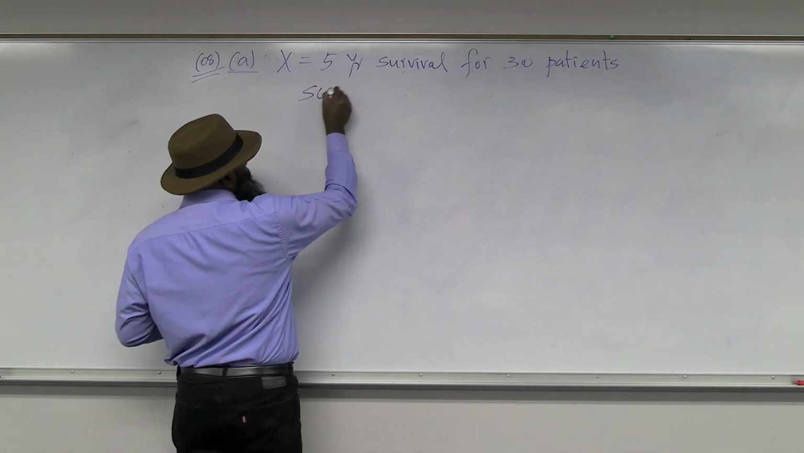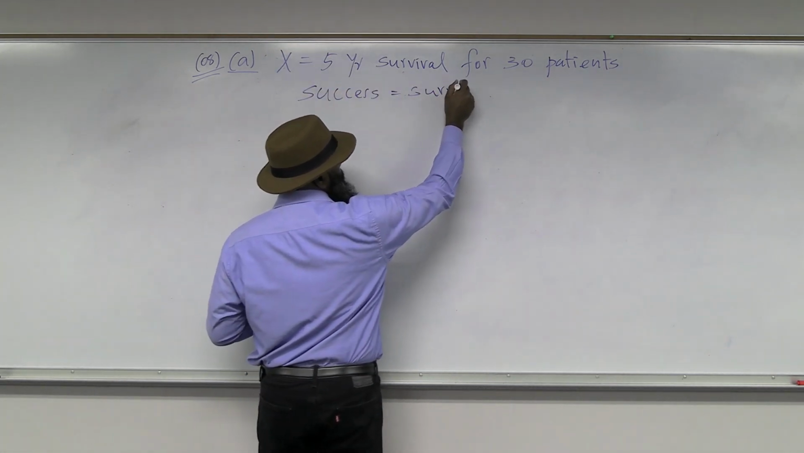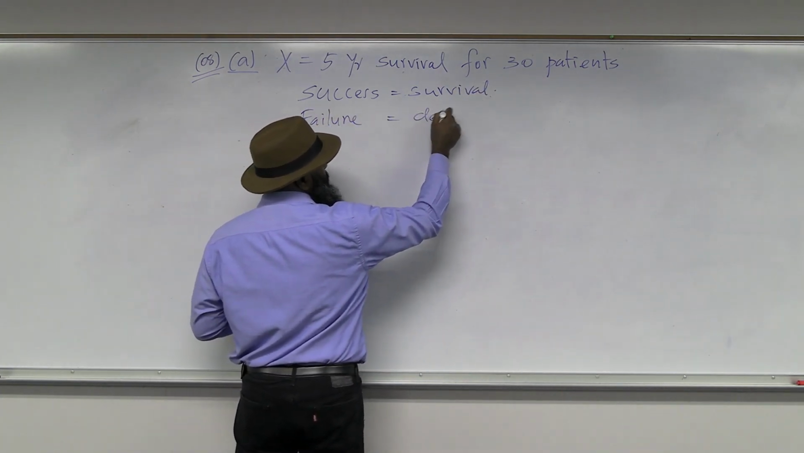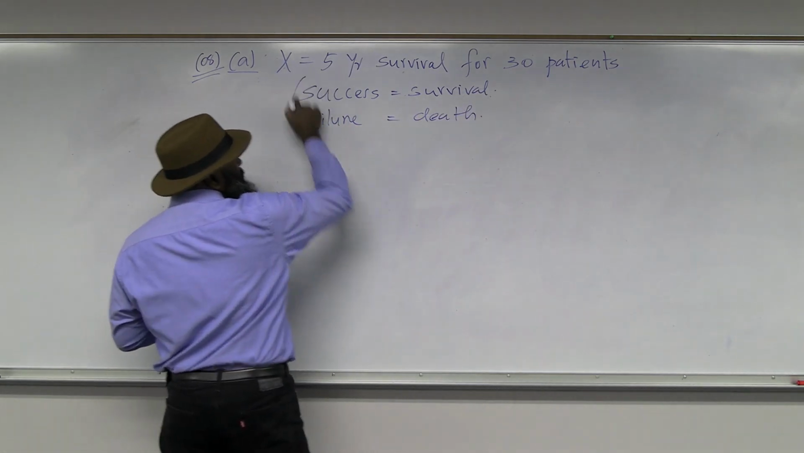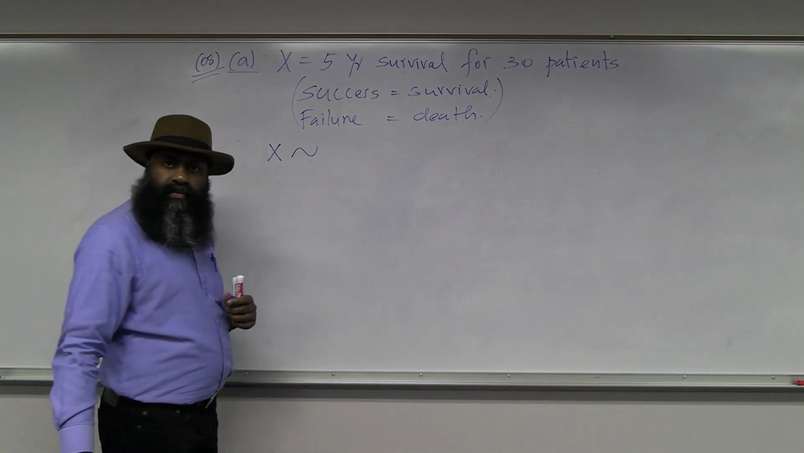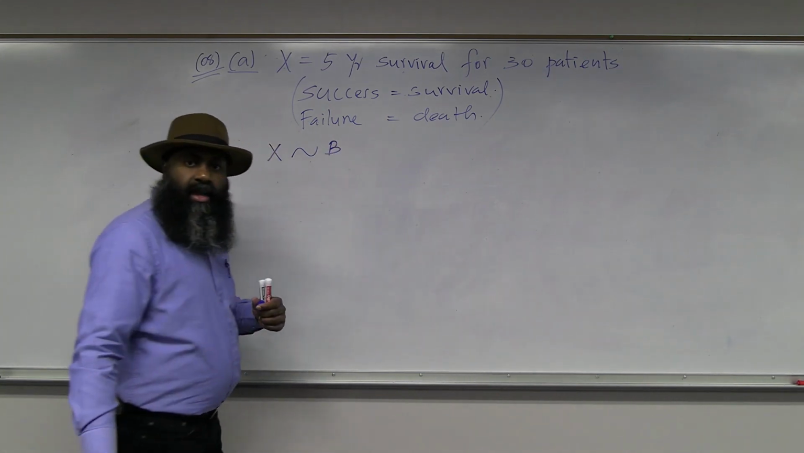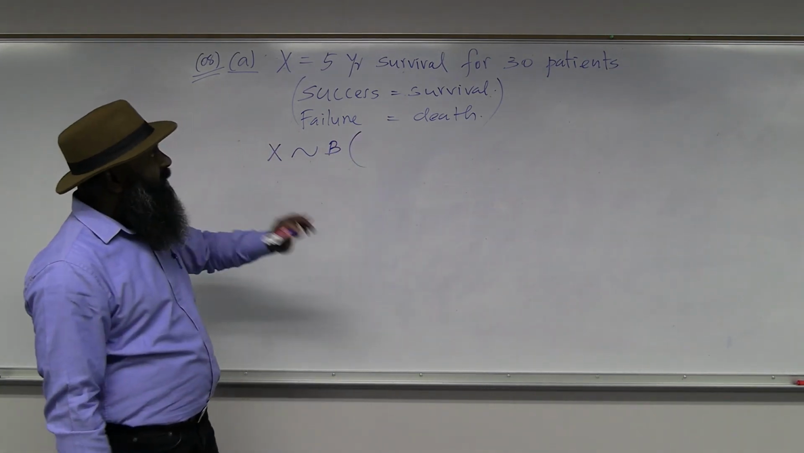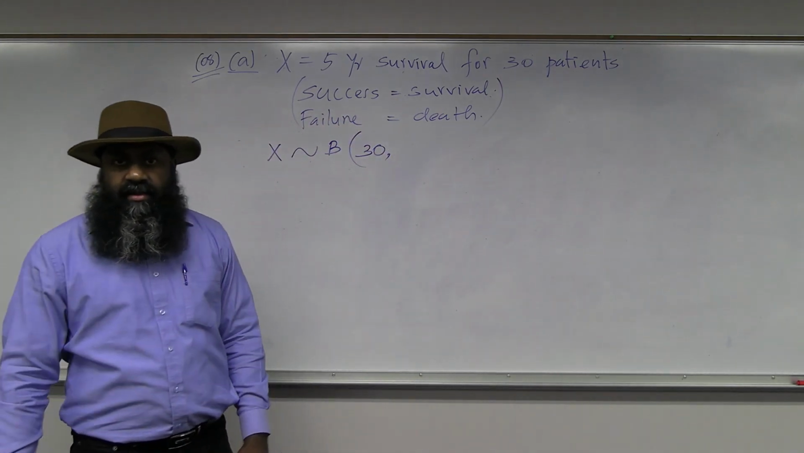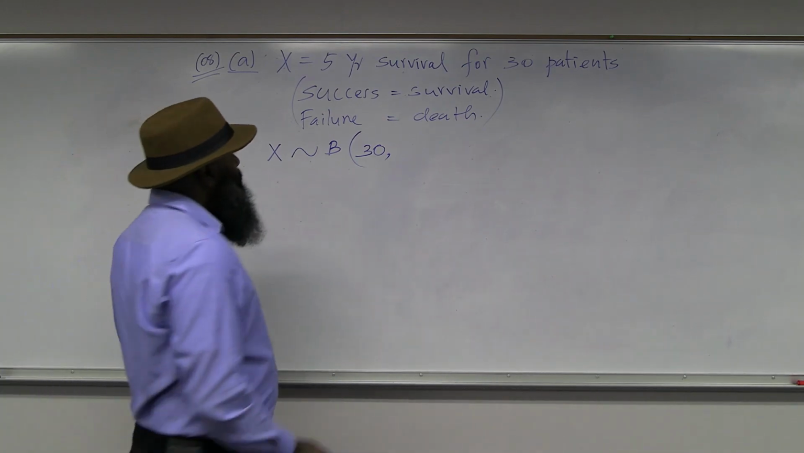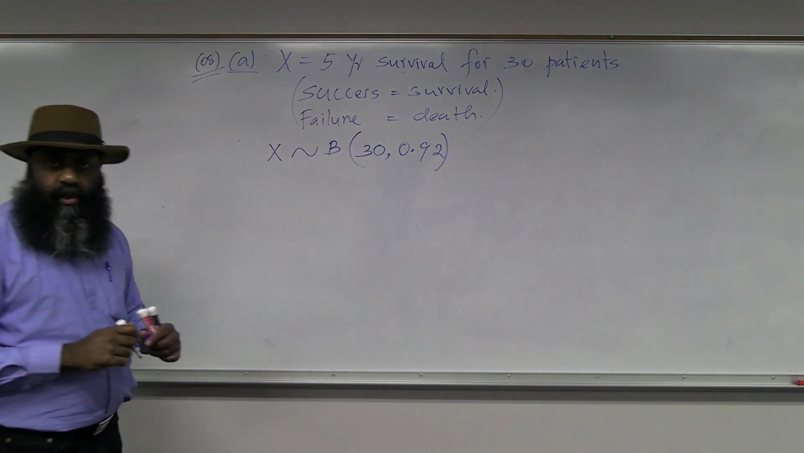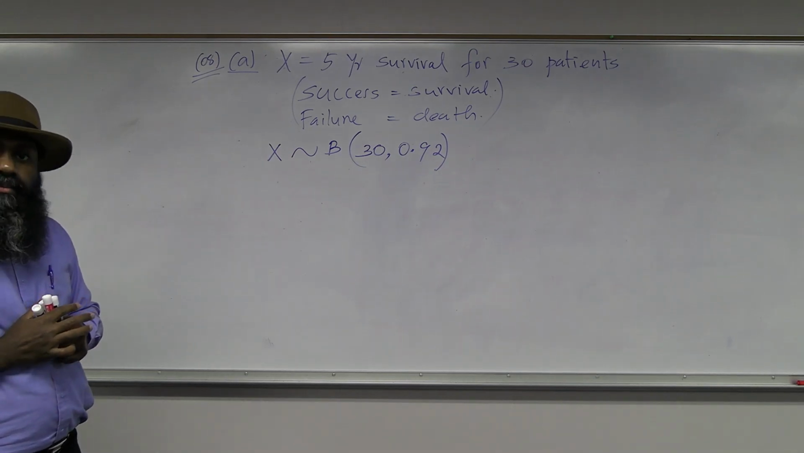We have success, which is the survival, and failure is death. The probability of success is given as 92%. And then you write x is distributed binomial, you just write a B here, and then n, p. So n is 30 patients. And then you have to write the probability of success, which is p, which is 0.92, or you may write it as 92%. So this is the standard notation for the binomial distribution. That's all I need for part A.